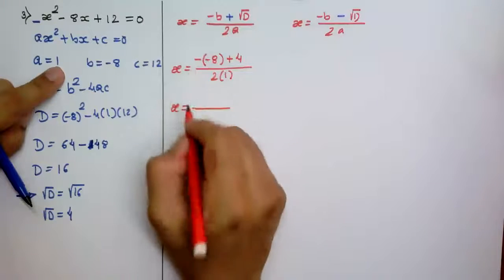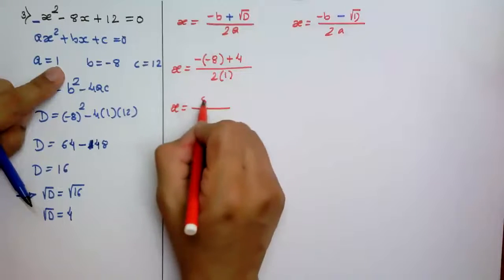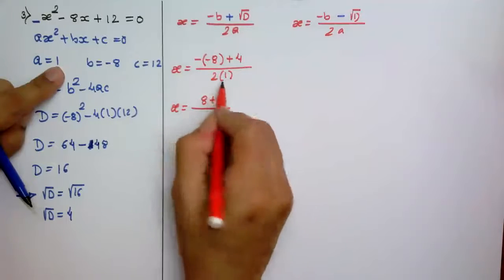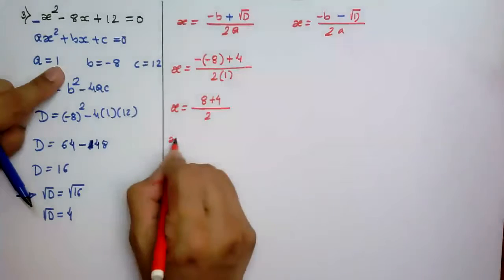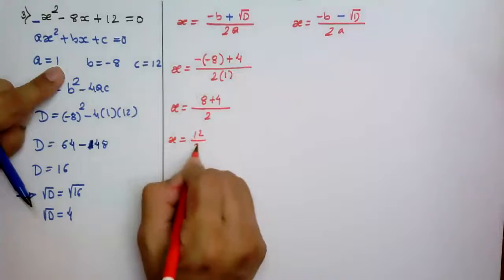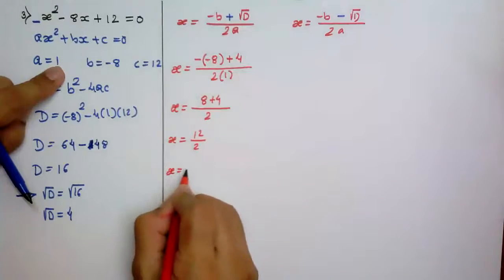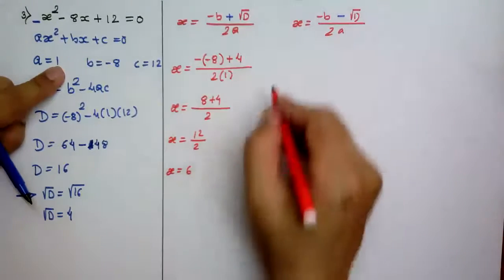This minus minus becomes plus. So I have 8 plus 4 by 2. So that is 12 upon 2. So x is equal to 6. That is one of the roots.